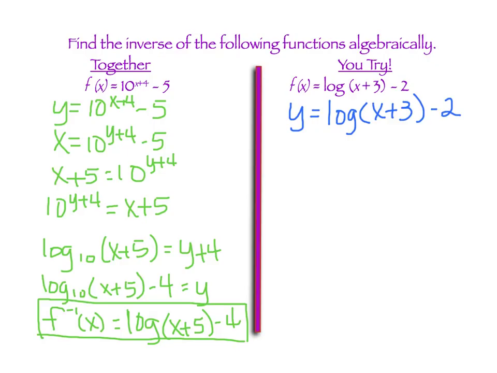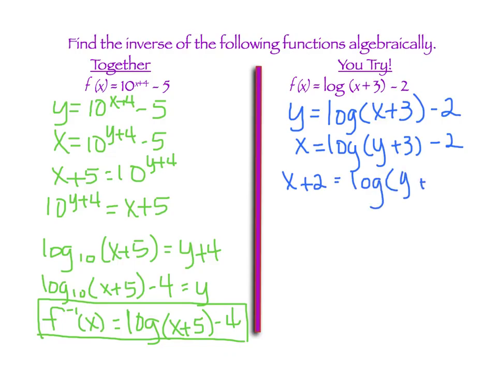Now step number 2, we need to switch the x and the y. So this will be x equals the log of y plus 3 minus 2. Now in order for the log and the argument to be isolated on one side of the equation, we need to go ahead and add 2 to both sides. And so that will be x plus 2 is equal to the log of y plus 3.